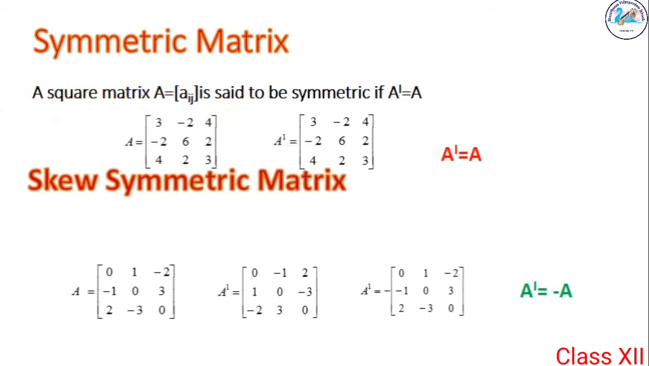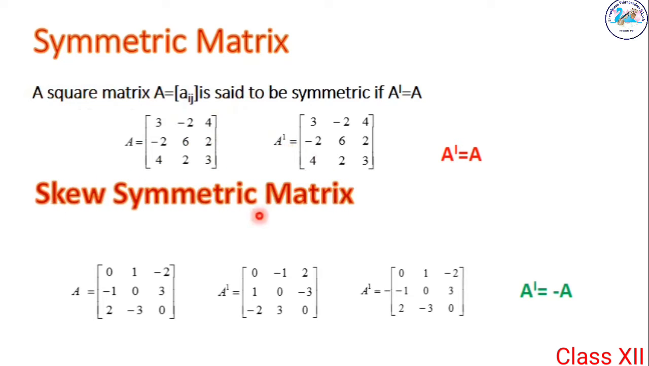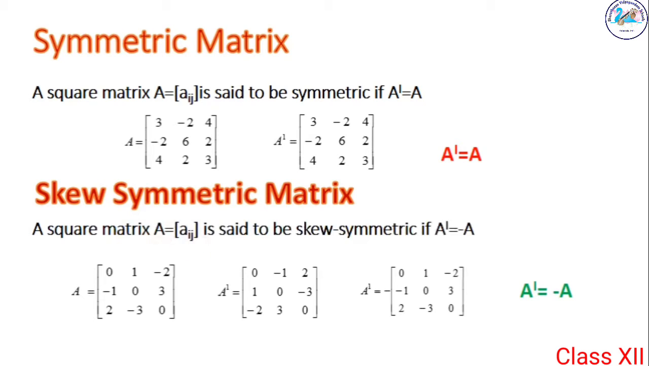These types of matrices are called skew symmetric matrices. So the definition goes like this. A square matrix A equal to [Aij] is said to be skew symmetric if A transpose is equal to minus A. The condition again, A transpose is equal to minus A. So now we have learned two names. First one is symmetric matrix, whose condition is A transpose is equal to A. Next is skew symmetric matrix, whose condition is A transpose is equal to minus A.